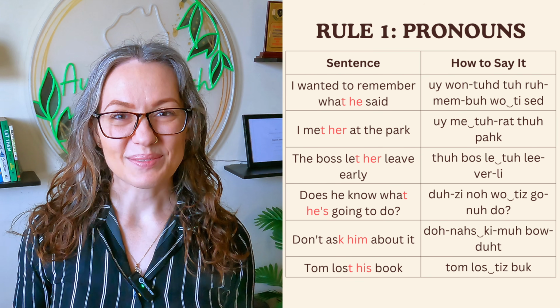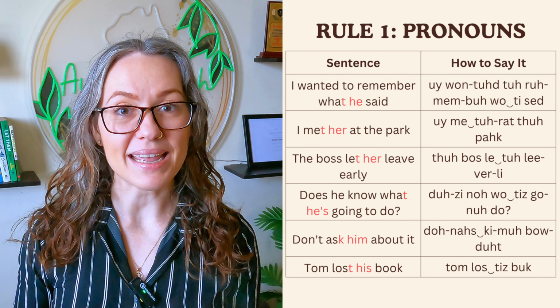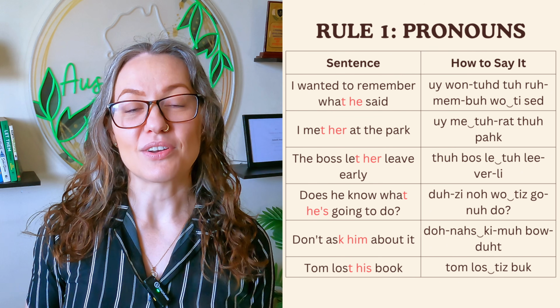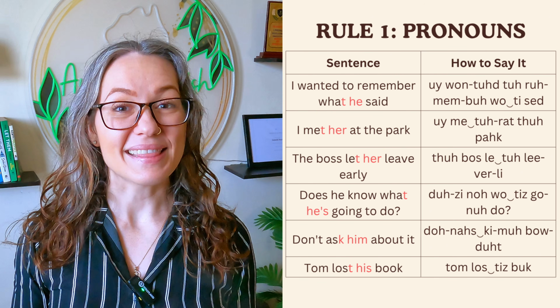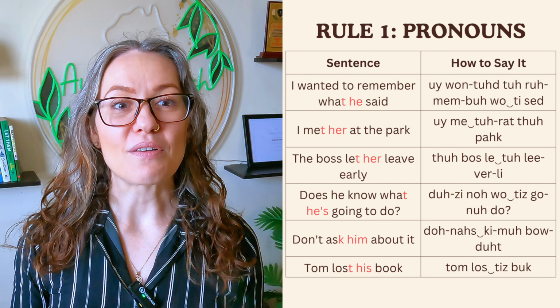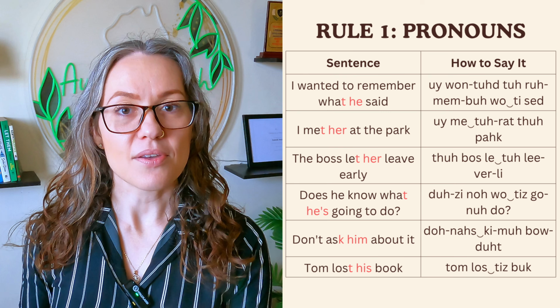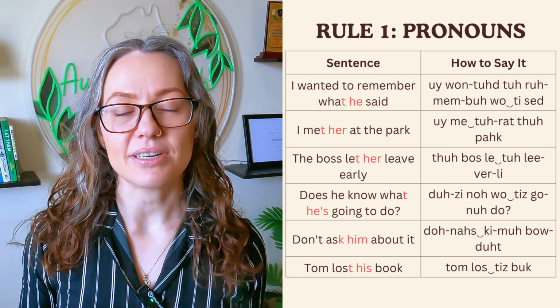I met her at the park. So we're again taking the t from the end of "met", linking it to the vowel from "her", and then taking it one step further with linking. I'm using a linking R of "her", linking it with "at". I met her at the park. And again, my T here is a T flap.